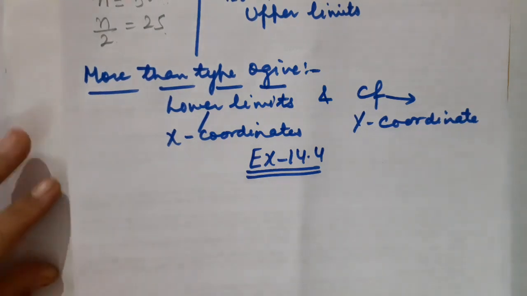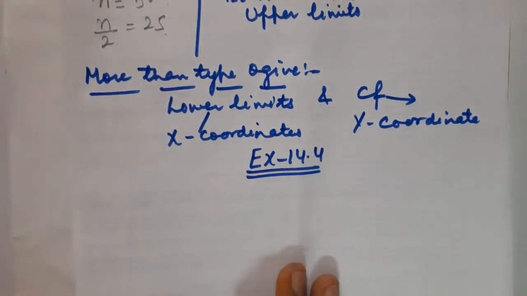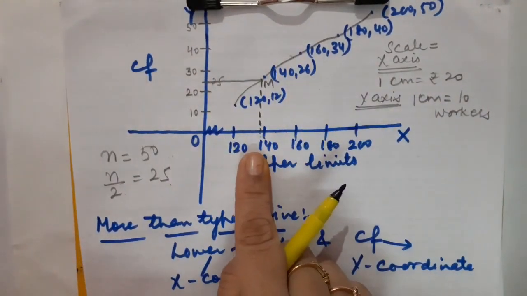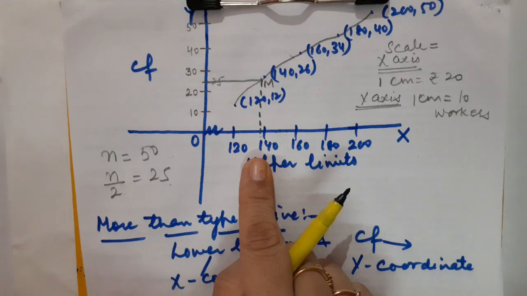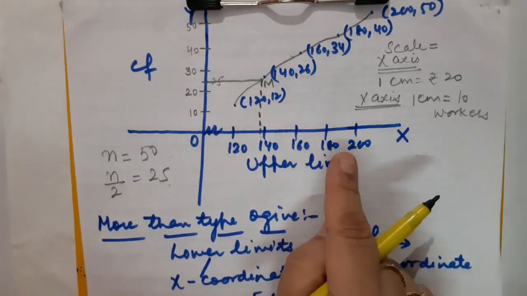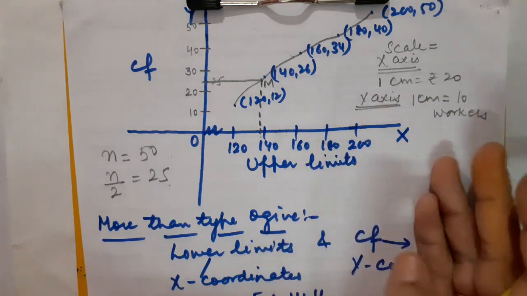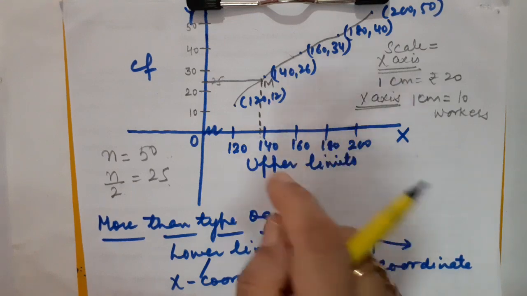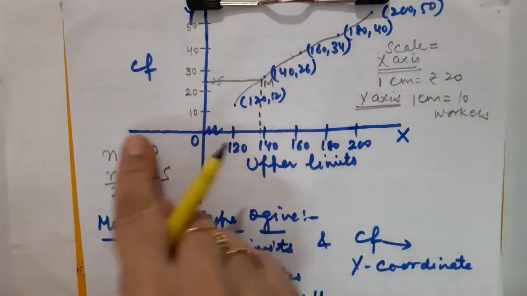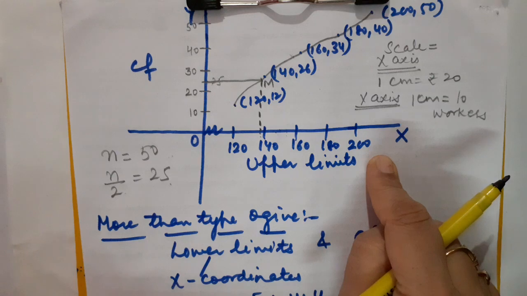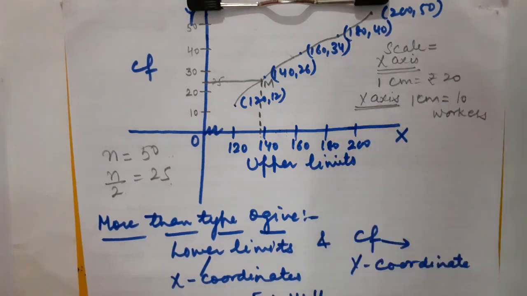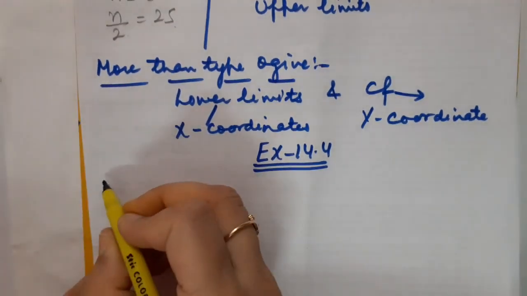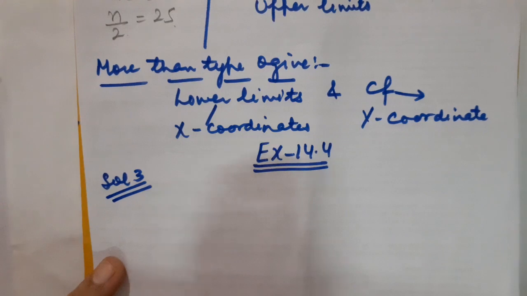Children, one more thing I want to add. For example, if it is asked that you are supposed to draw less than type ogive and then calculate median, and after that it can be asked that you calculate median using formula also, then verify it. So this is not tough for you. You know how to calculate median using formula, and then you can verify whether the median using ogive and the median using formula are same or different. Remember, they will always be same. Okay. So I will be switching to question number 3.